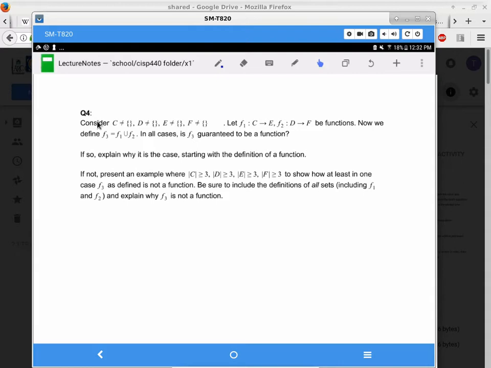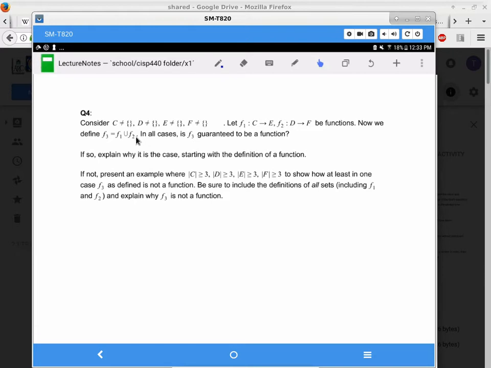So question number 4 is asking, consider that C, D, E, F are non-empty sets. We define F1 as a function that maps from C to E. We define F2 as a function that maps from D to F. Now we define F3 as a union of F1 and F2. And then in class, I also said, okay, well, for the sake of F3, we consider C union D as its own domain, and we consider E union F as its codomain. So that was not written here, but in class I did write it on the whiteboard. Okay. So the question is, is F3 guaranteed to be a function?